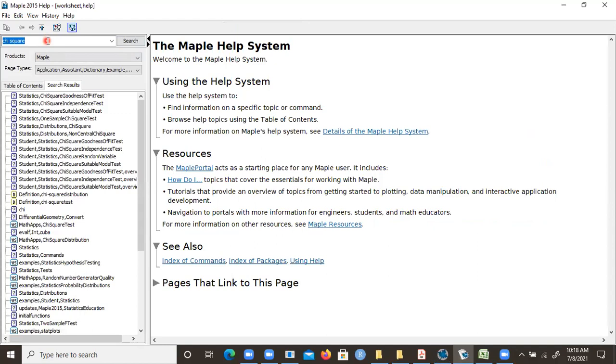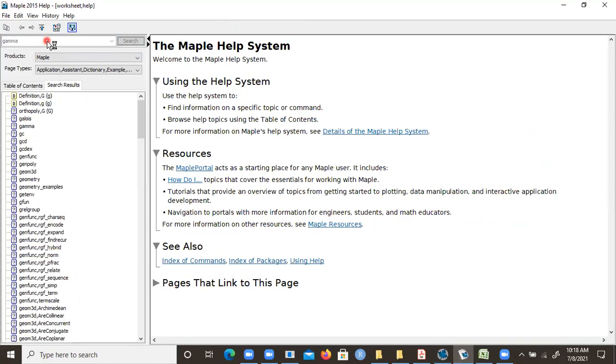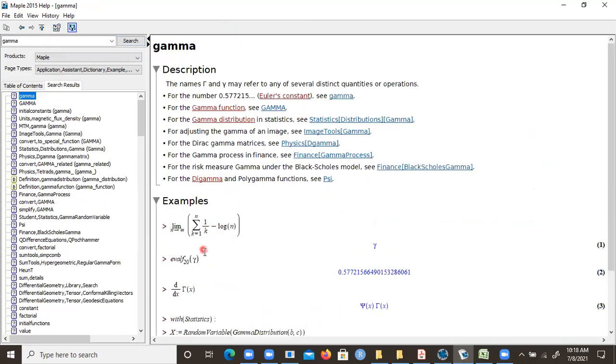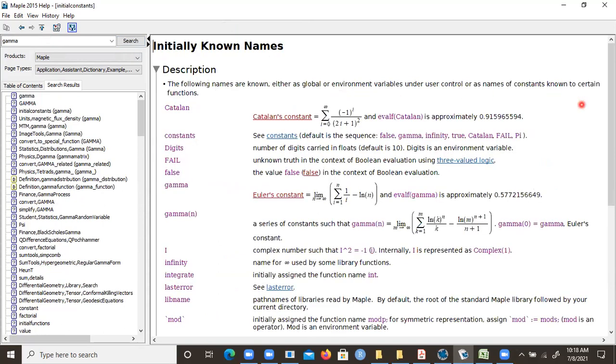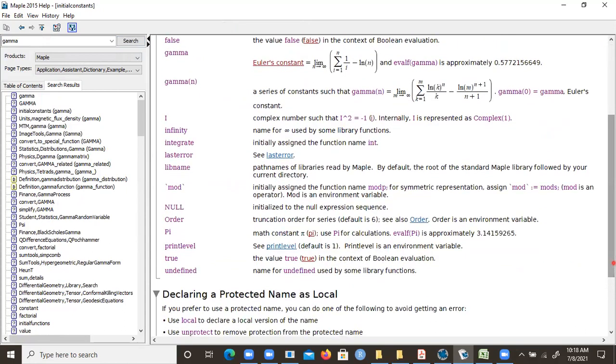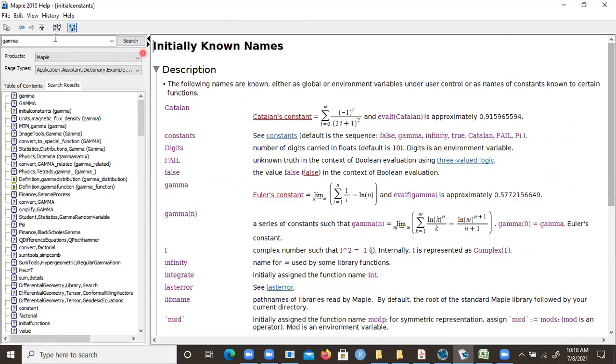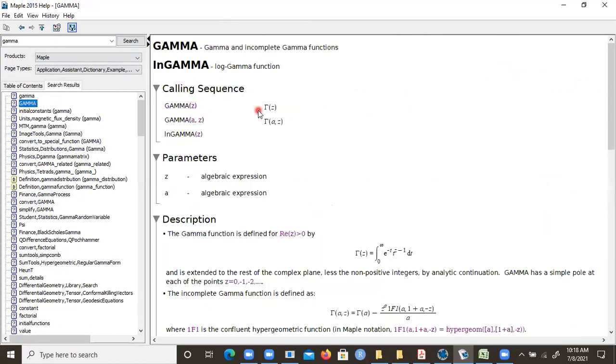So let us write the gamma function, and you see that the gamma function is being shown over here. We have to search for the command of gamma, how to write the gamma function. Just a minute. Yeah. So this is my gamma.